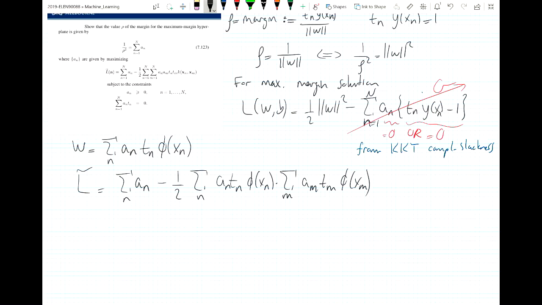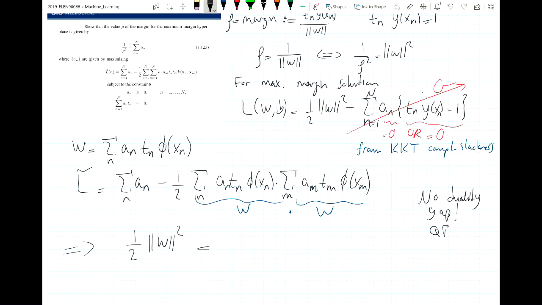So this double sum, if I reorganize it this way, then remember this was the definition of w. So this would be w, and this would be w, and we have a dot product here. So I end up with 1/2 the square equals, and there is no duality gap, because this is a QP, right? If you solve the dual, you get the exact same solution. That is important. There's no duality gap.